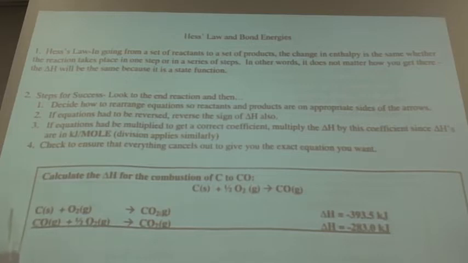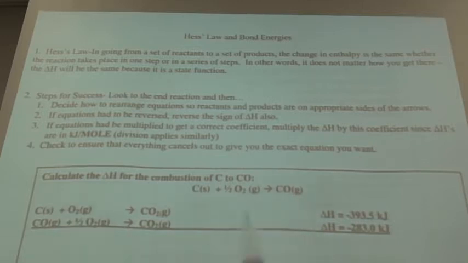You can multiply the entire equation by an integer to give you the correct coefficients if you would like. If you multiply by an integer, you also must multiply delta H by that same integer. And you can also multiply any equation by a decimal. Likewise, delta H will be multiplied by a decimal. And then when you're done, you add up the elementary reactions, and they should come out to the target reaction.